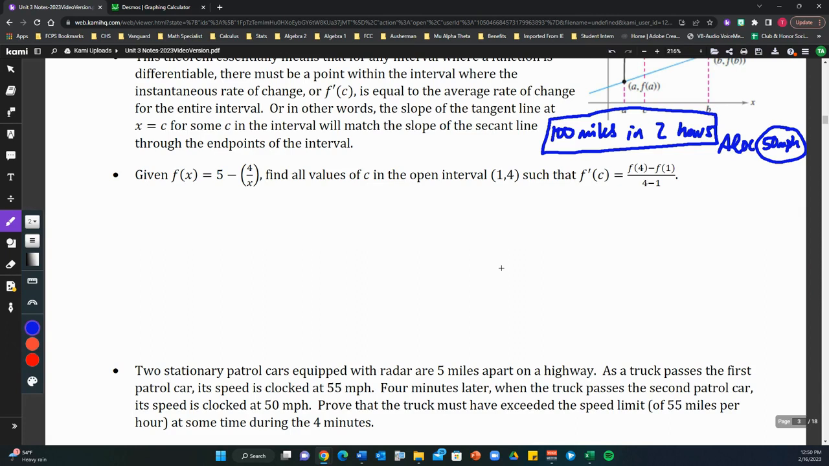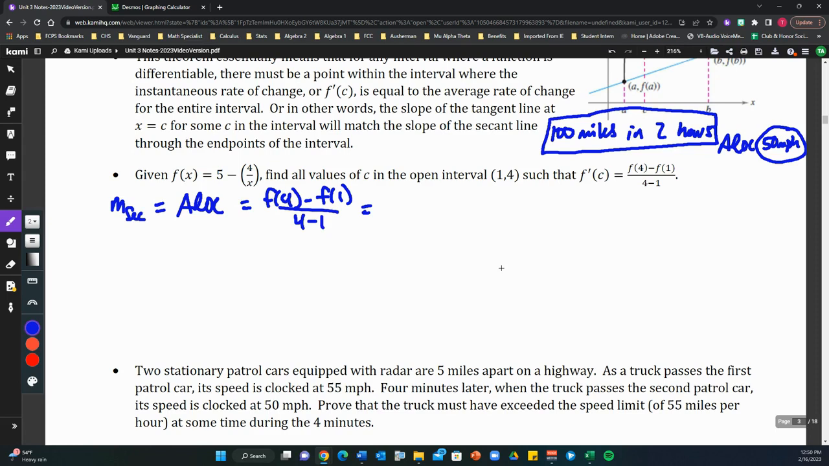So given f of x equals 5 minus 4 over x, we want to find all values c in the open interval 1 to 4, such that the derivative's value matches the secant line slope. Okay? So the first part of this is, what is our average rate of change? So what is the slope of the secant line, or the average rate of change across the interval? So we actually need to evaluate f of 4 minus f of 1 over 4 minus 1.